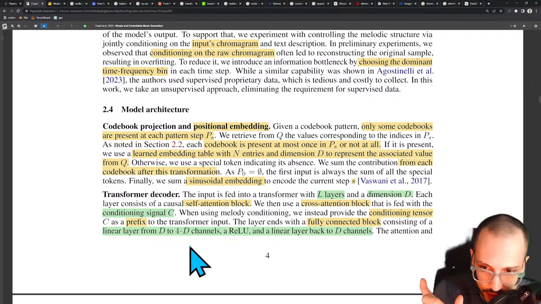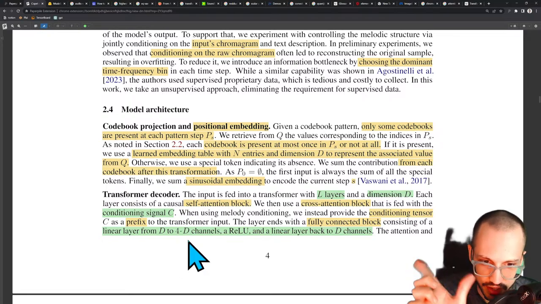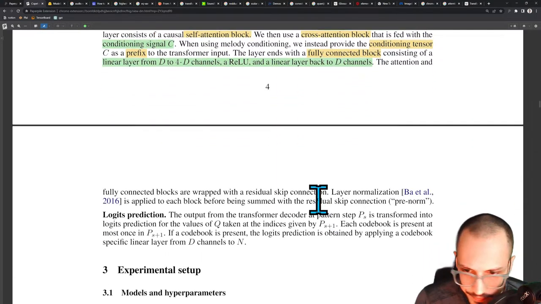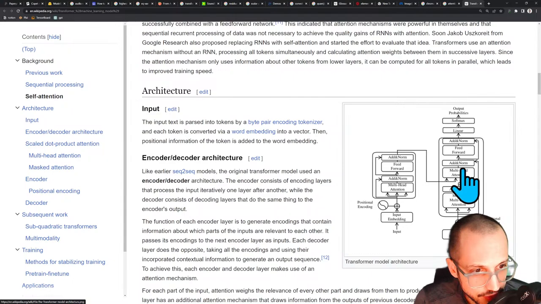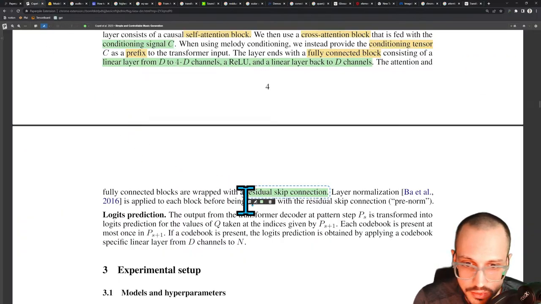But here their feed-forward basically goes D, then a little bit wider, and then back to D. Attention and fully connected blocks are wrapped with a residual skipped connection, also fairly common here. So these are skip connections. You see how you have cross attention. Add & norm is layer normalization, but usually this is actually put in the front now. So your cross attention feeds into this feed forward, and then you see this little line here. This is the residual connection, which allows a path for the signal to travel around that fully connected layer. They're sometimes called residual connections, skip connections.